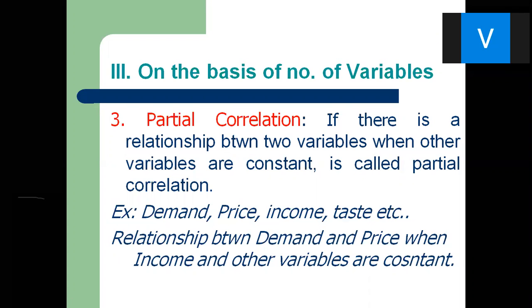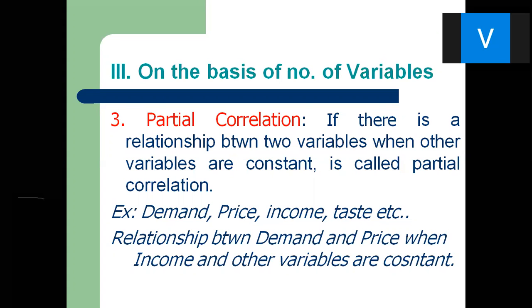For example, as we told, demand, price, income, taste, these are the variables we consider. But if I want to know only demand and price, we ignore income and taste, which are kept constant. We are keeping the other variables constant. When writing the law of demand, as the price increases, the demand decreases, when ceteris paribus, or when other things are remaining constant, we will write like that.